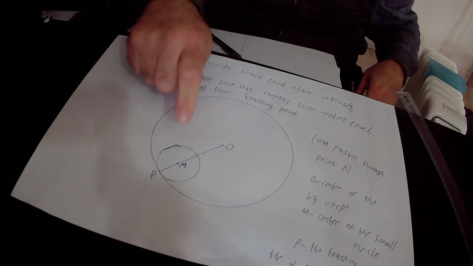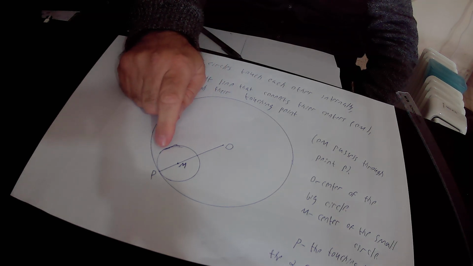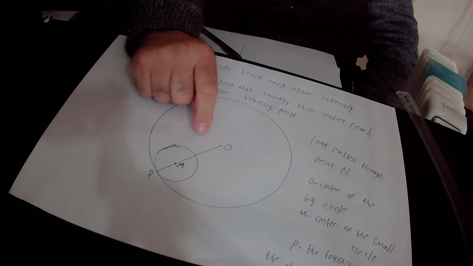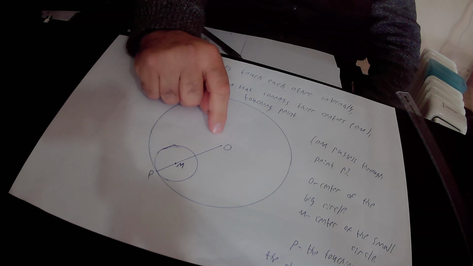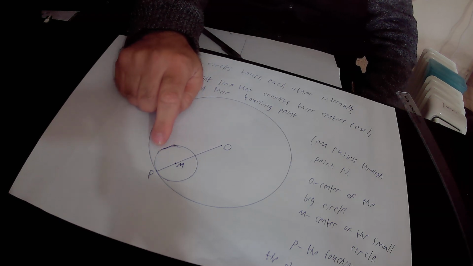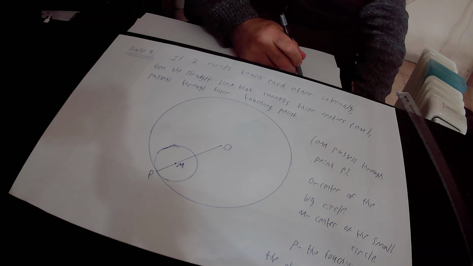The touching point is here at point P. That is to say, OM must pass through point P, which means that OMP is one straight line. Okay, so OMP is one straight line. We can actually implement rule number 9 in our drawing.